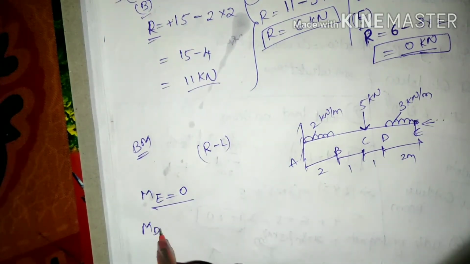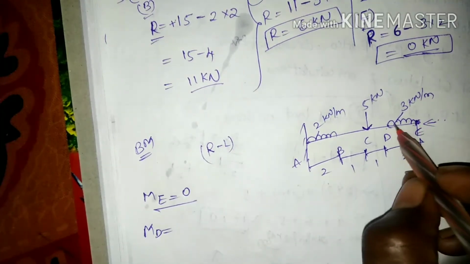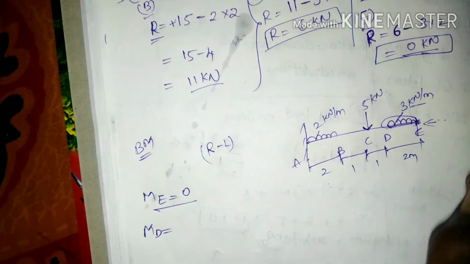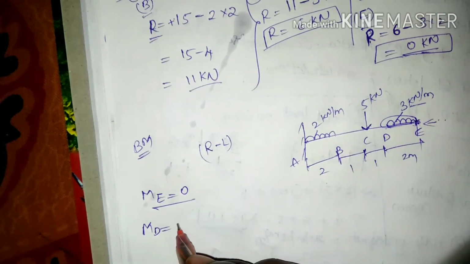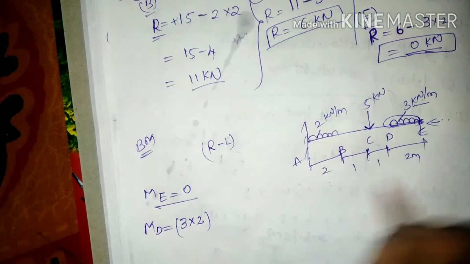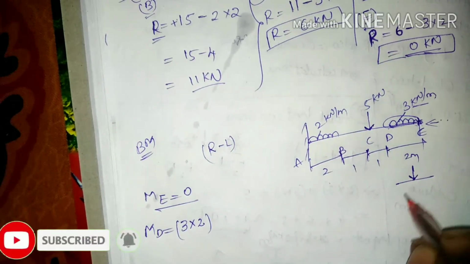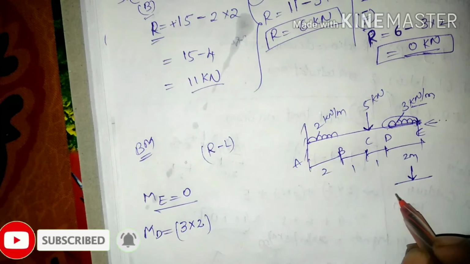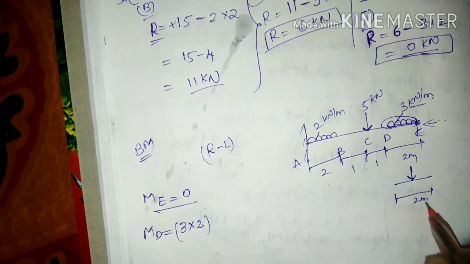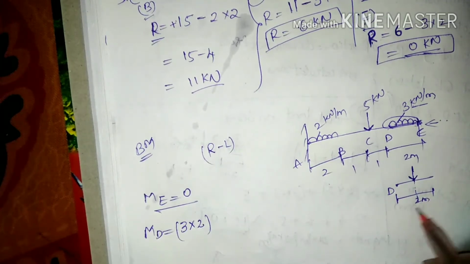For the moment about D, from E to D, we have only one UDL with a magnitude of 3 kN per meter, so first we have to convert the UDL to the point load. When it is converted to the point load, it is going to act at the midspan of the beam, so the distance is 2 meters. Taking here it is D, so it is going to divide the span equally.